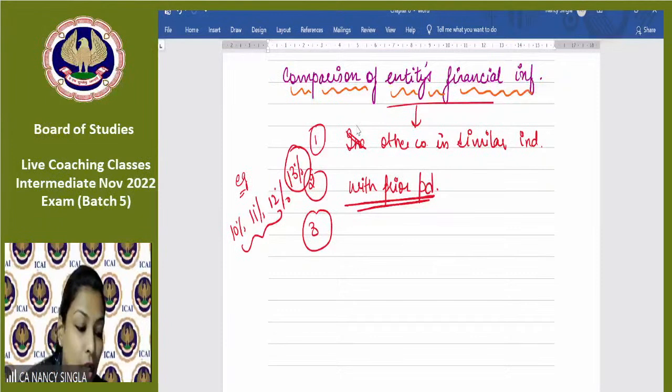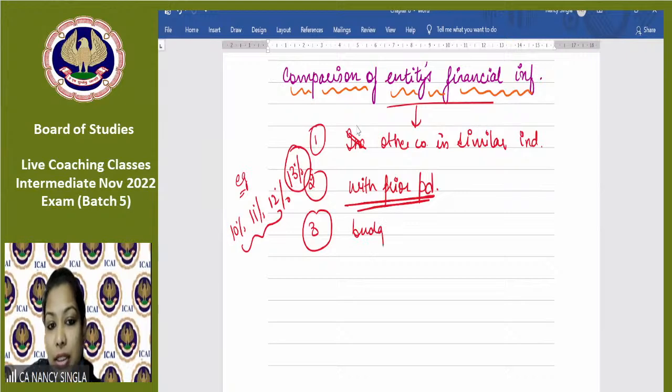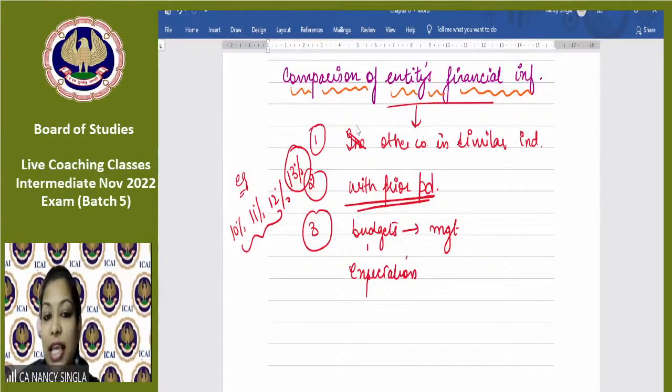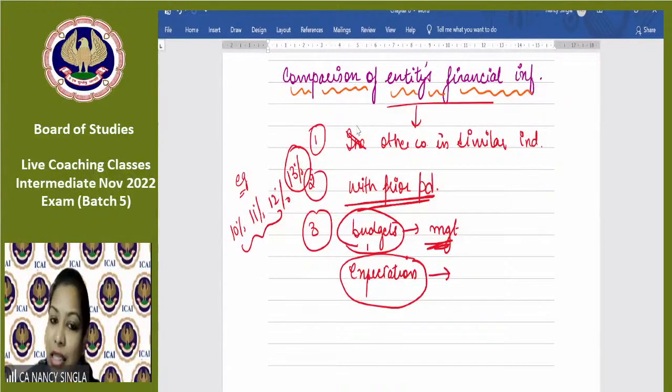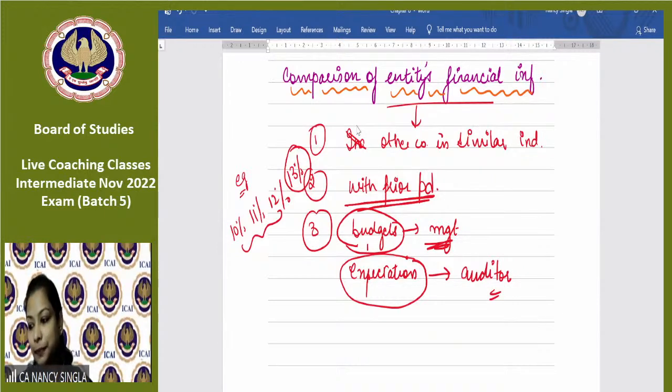Okay? And auditor may compare the entity's financial information with the budgets prepared by management. You must have done standard costing. So, comparison of the actual with the budgets and expectations developed by auditor. See, expectations can be developed by management in the form of budgets and forecasts, and expectations may be developed by the auditor also when he is assessing the risk of material misstatement. So, auditor may perform all such comparisons. Is it clear? So, this is the concept of comparison of entities' financial information.